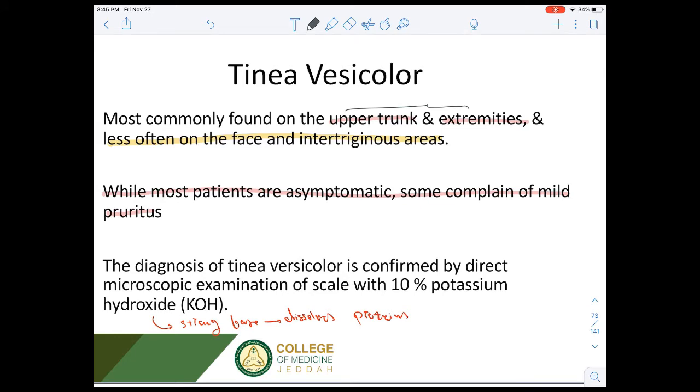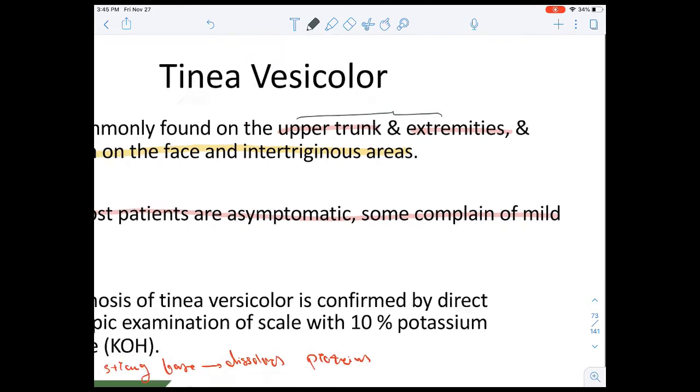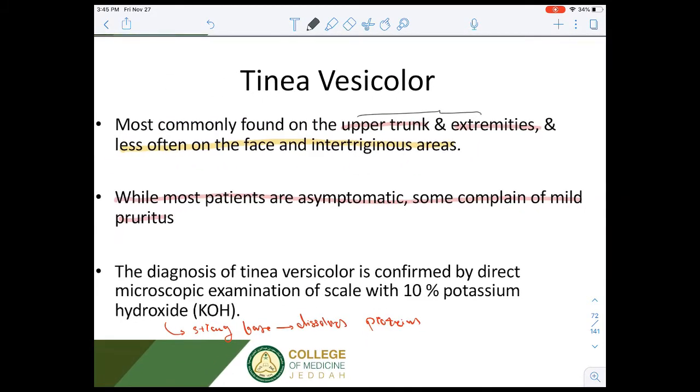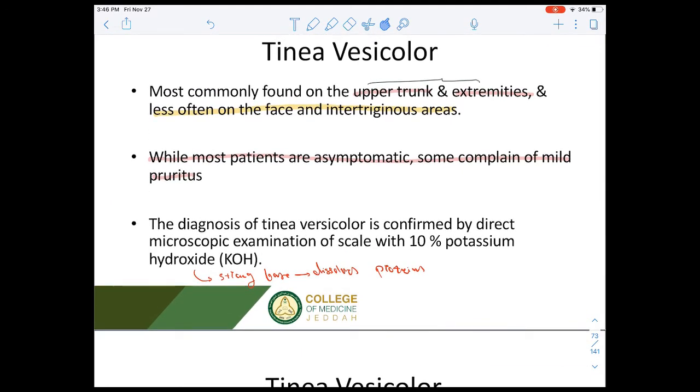And so the usual presentation to your clinic would be someone who would, for example, be a landscaper or someone who works in a labor-intensive kind of job where they would be working in the sun for long hours, and they would eventually get tinea versicolor. So most patients are usually asymptomatic. Some of them have mild pruritus.